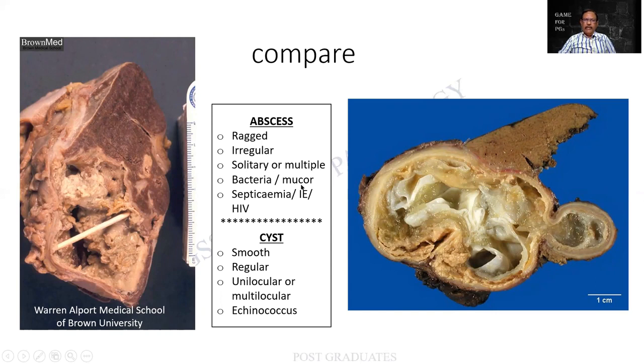Rarely there can be even fungal etiology such as a mucormycosis. And when it is coming to a cyst, it is usually smooth, regular, unilocular or multilocular, and in this case it has got a typical tender coconut-like appearance. Incidentally, it is not the spleen, it is picked up from the liver, but only to highlight the appearance of the hydatid cyst.